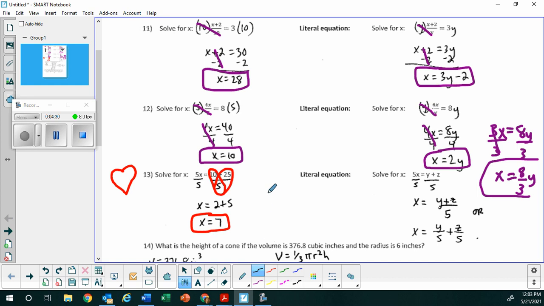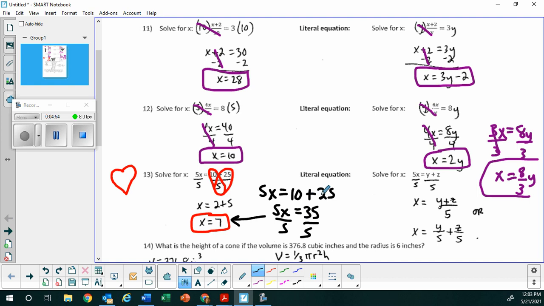Now, there is something else that might have come very naturally to some of you. If you see the 5x here equals 10 plus 25, some of you might have thought, oh, well, why don't I just do 10 plus 25 and get a 35? And then you've got 5x equals 35. That would work. And then you're just going to divide both sides by 5, and we get the same answer. We get the same thing.